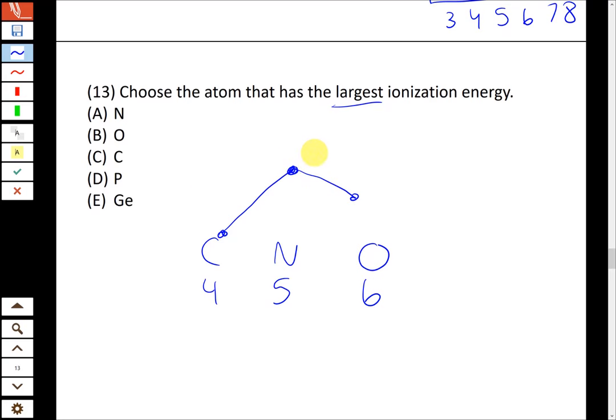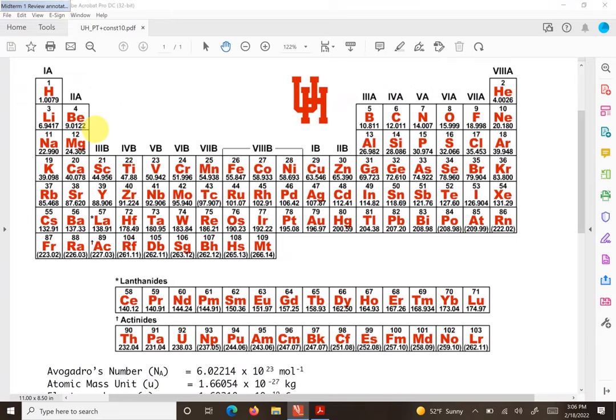So for the largest one, we can get rid of carbon and oxygen because nitrogen is higher than both of those. But now we need to compare nitrogen to the other two, which are phosphorus and germanium. Now if we look at the periodic table, again, nitrogen is here in the second row, phosphorus is right below it. So in general, the ionization energy is going to decrease as we go down. It's the opposite of radius. So we would expect phosphorus to have a smaller ionization energy than nitrogen. It still would have sort of an abnormally high one because it's in group 5, but it's below nitrogen, so in an absolute sense, it should be less than nitrogen.